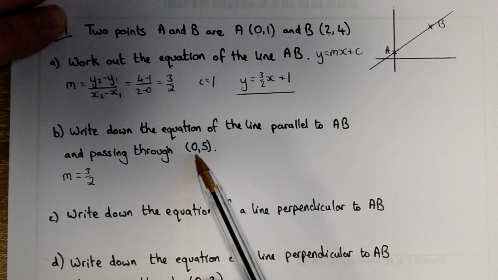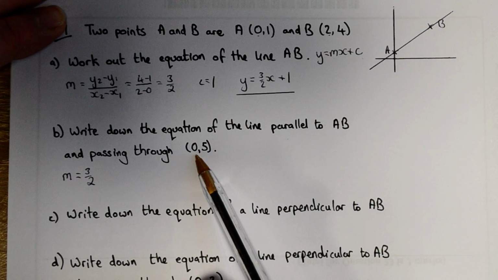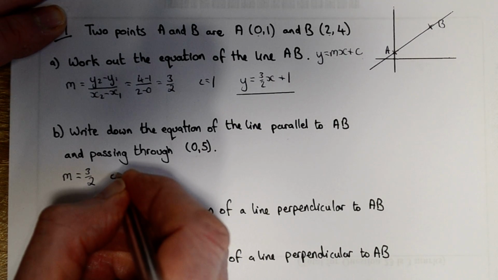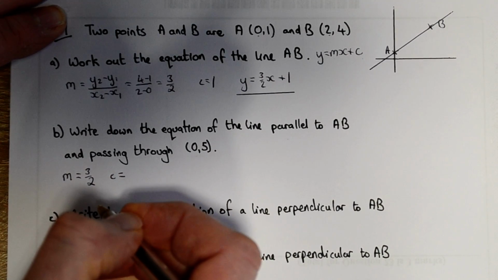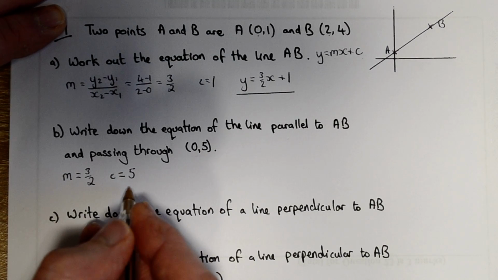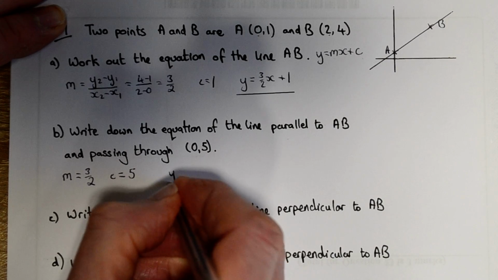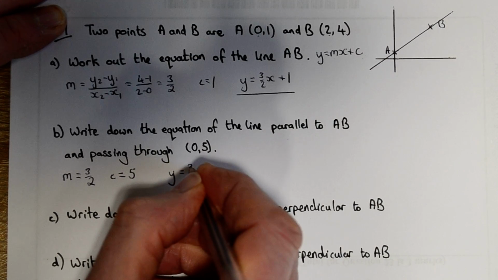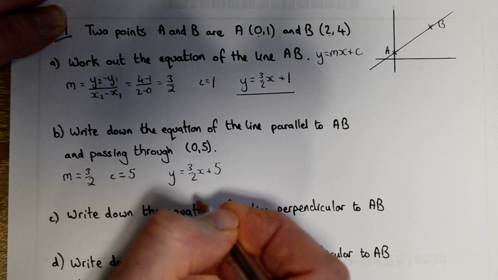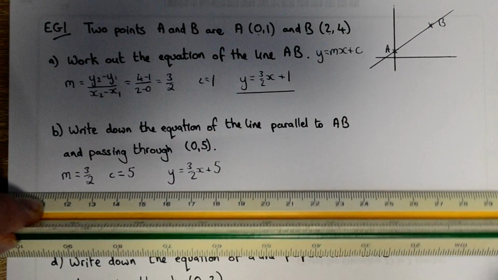Again, we need the gradient and the y-intercept. And again, on this question, we've been told a point that it goes through which is on the y-axis. And it's the point on the y-axis that is the y-intercept. And so our value of y when it passes through the axis is 5. So we've got our m and our c, which is what we need. So y equals mx plus c, y equals 3 over 2x plus 5. And that's our answer to part B.